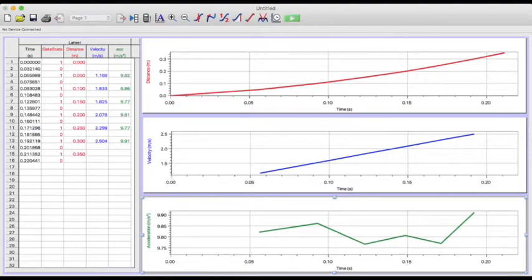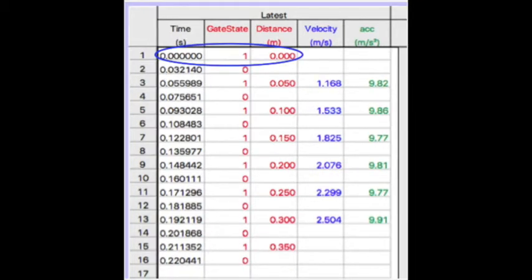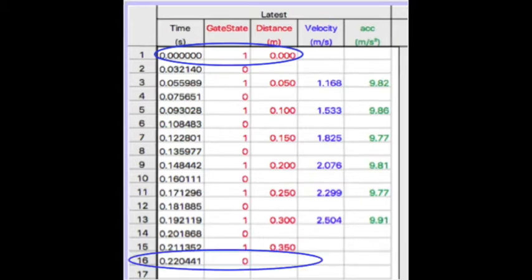Anytime you see a 1 as the gate state, that means the laser was blocked. So based on this chart, the object first blocked the timer here at time 0. The object then blocked and unblocked the beam 16 times as it freely fell. The beam was unblocked for the last time at about 0.22 seconds. So it took the object about 0.22 seconds to fall all the way through the timer.